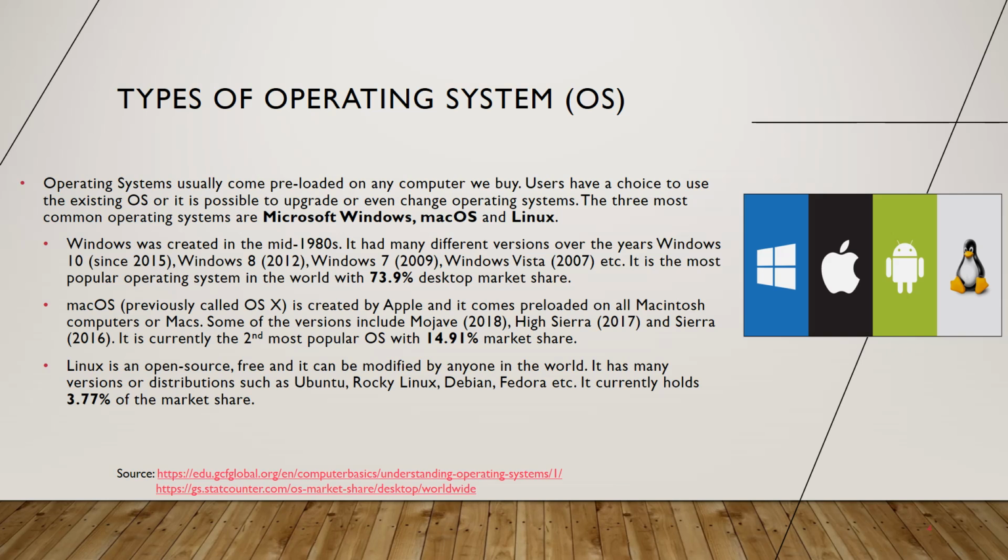Linux currently holds 3.77% of the desktop market share. And on our picture, as we can see, it's an Android. I did not include any information about Android because I wanted to specifically talk about the desktop market for the operating systems. Android is mostly on Android phones or Android tablets.